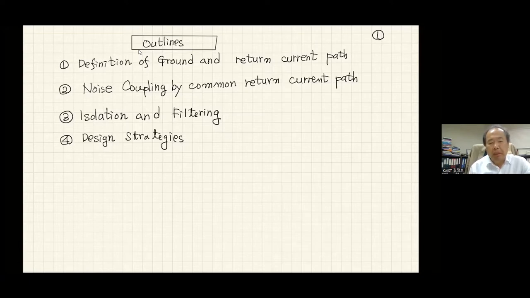At the third part of the class, I'm going to talk about isolation and filtering method. Because if we have a common return current path, it can create the noise coupling problem. So sometimes we have to isolate different ground for different circuits. And I'm going to shortly discuss some packaging and PCB designs to improve the isolation and filtering. And at the end of the class, I'm going to summarize the class with design strategies.